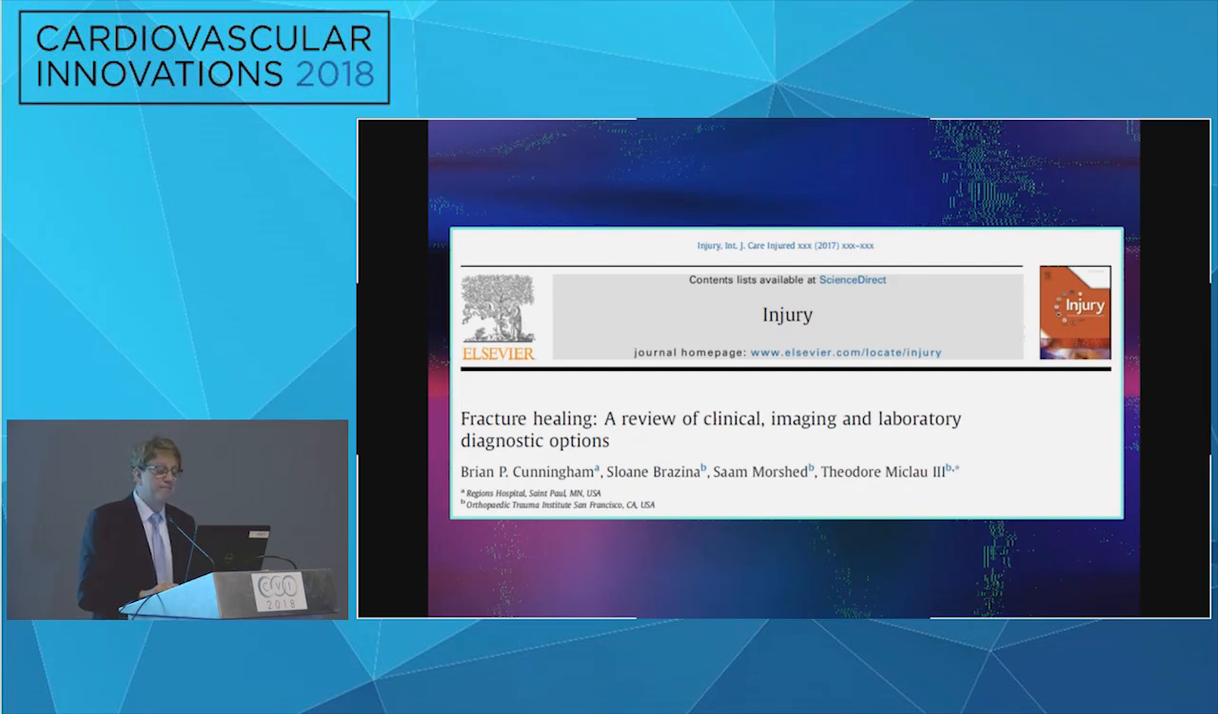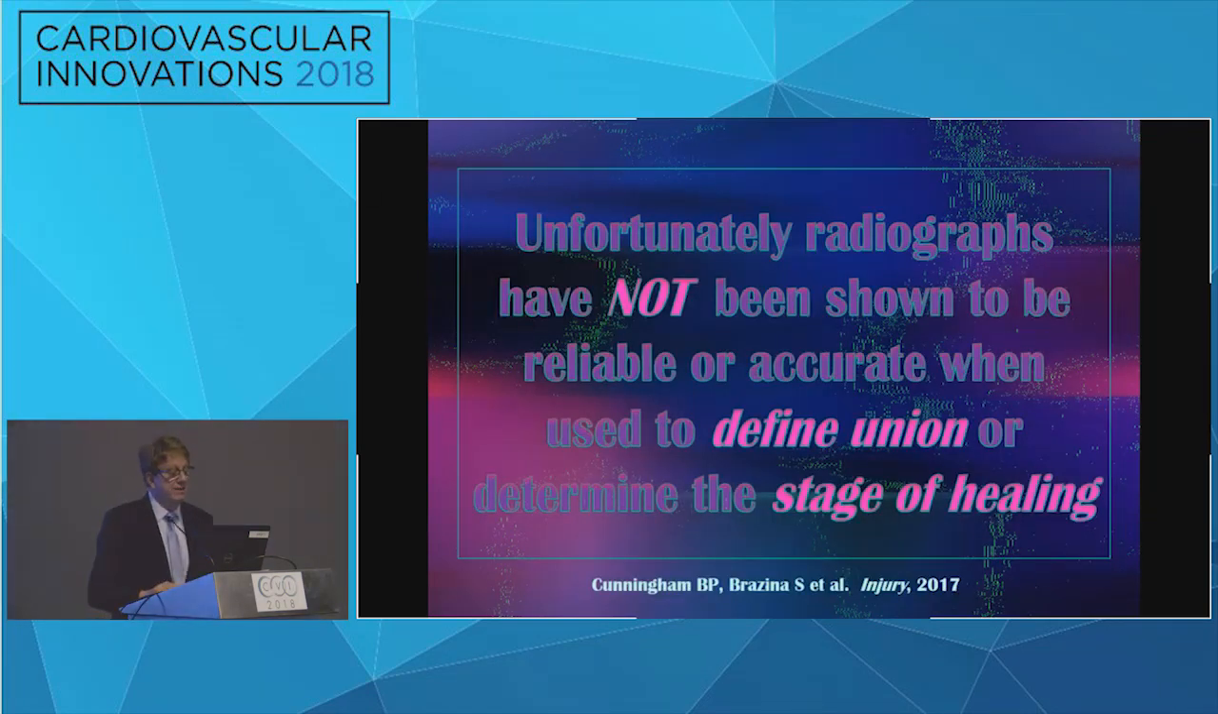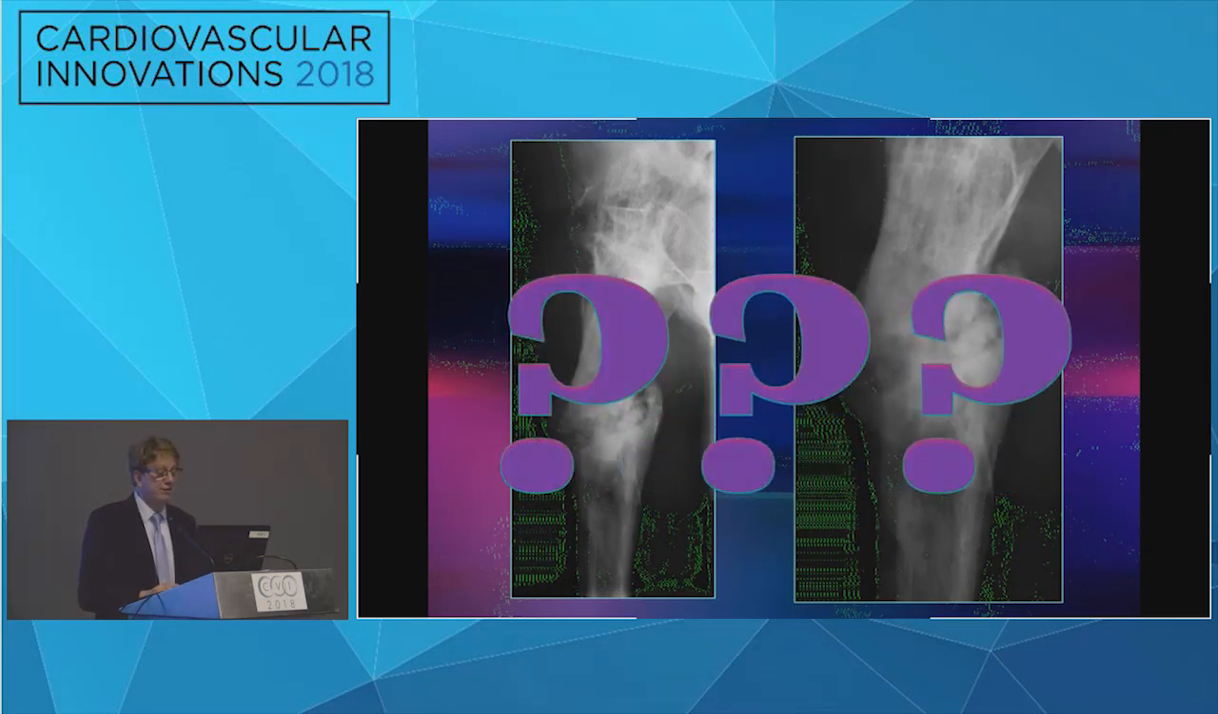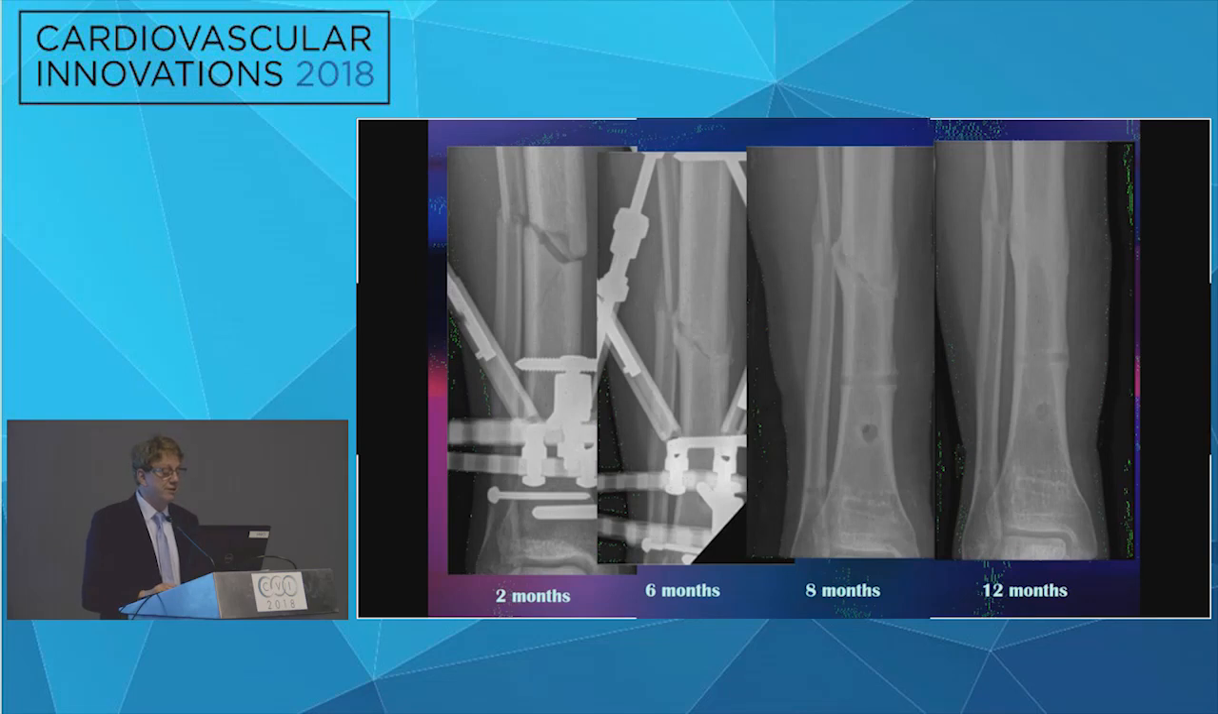So, out of this article by Cunningham, one of the things we can note is that radiographs have not been shown to be reliable or accurate when defining union or determining the stage of healing. It's just something we have to get used to. Do you know for sure whether this thing is healed or not? We use radiographs all the time. Most of what I saw in the residency competition were radiographic images, and I get that. But I think a number of us have also seen horror stories with this type of thing.